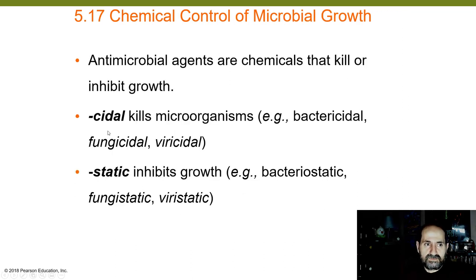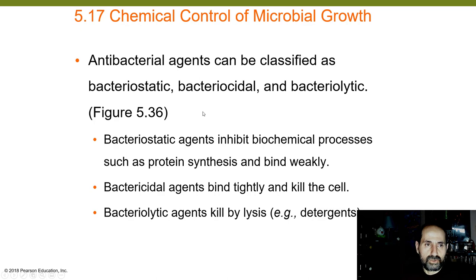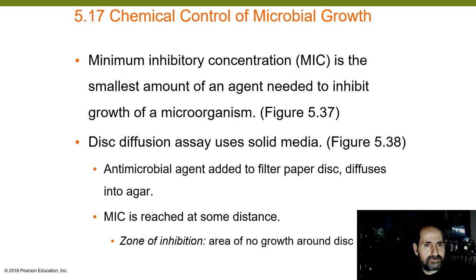Now, a few more terms to know. Cidal agents like bactericide, fungicide, viricide. Cidal agents kill, whereas static agents like bacteriostatic, fungistatic, viristatic, static agents inhibit the growth. Okay, just some terminology to know there. All right. Here's some more terminology. The minimum inhibitory concentration for a drug or chemical, this is known as the MIC. This is the smallest amount of an agent that is needed to inhibit the growth of a microorganism.